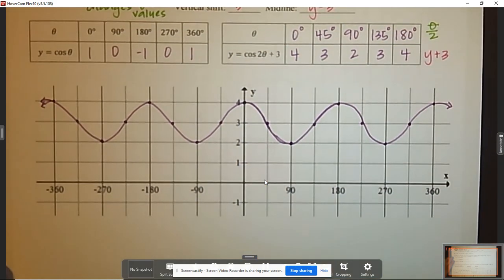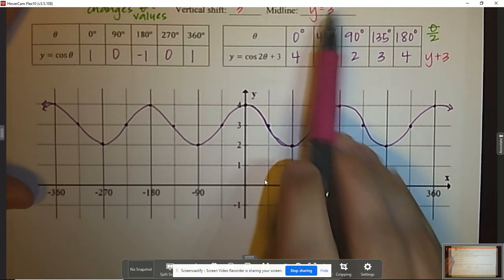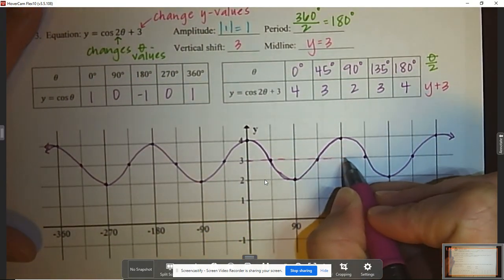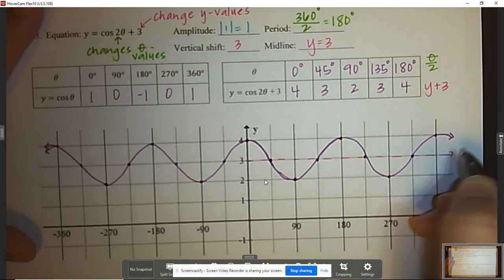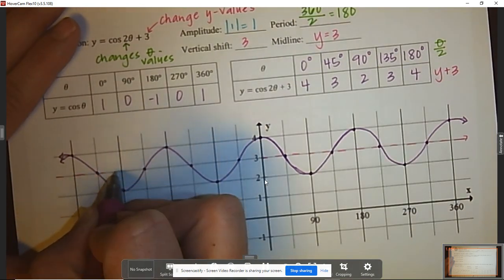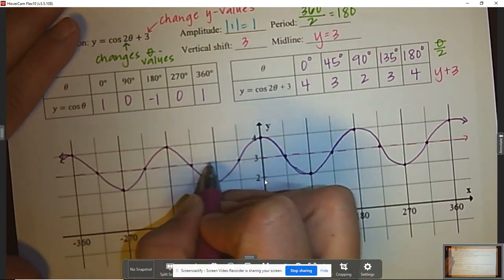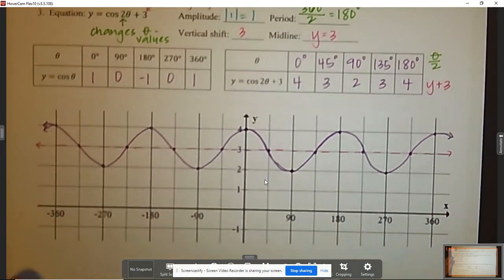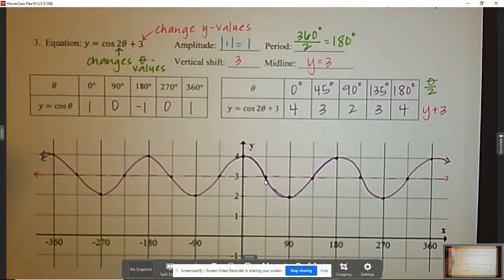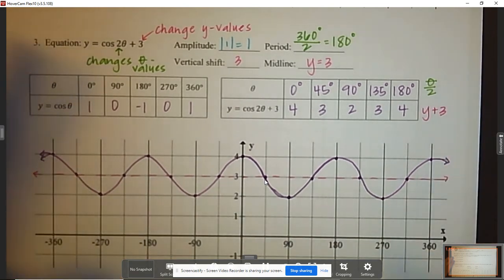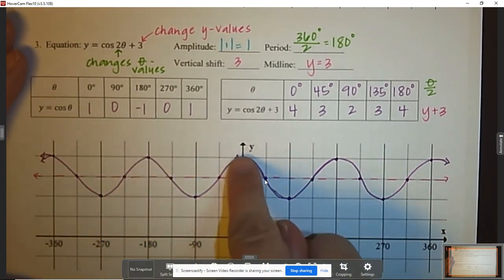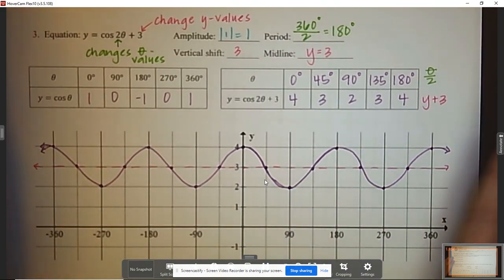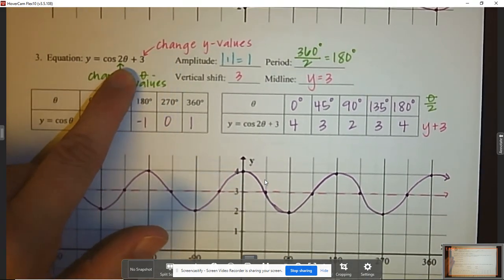Okay, so you can see our midline is supposed to be at y equals 3, and if I sketch in the dashed line here, y equals 3, it definitely goes right through the middle of our graph. It confirms that we did this correctly. So my whole graph is shifted up 3, and then it's condensed. I was able to do 4 cycles all the way across, where normally I can do 2. So it is definitely squished, and that's because of this 2 right here.